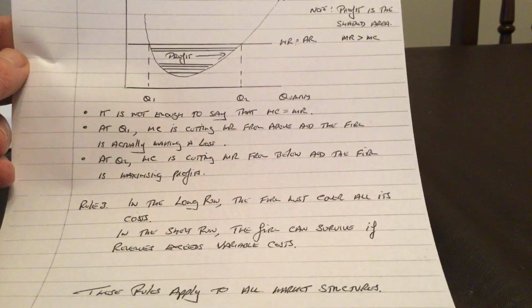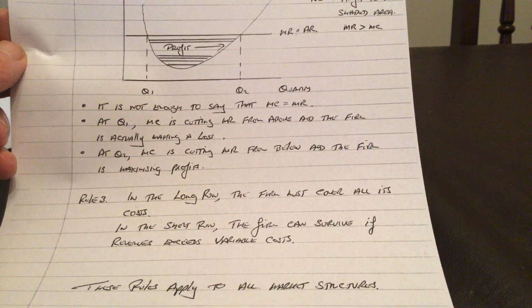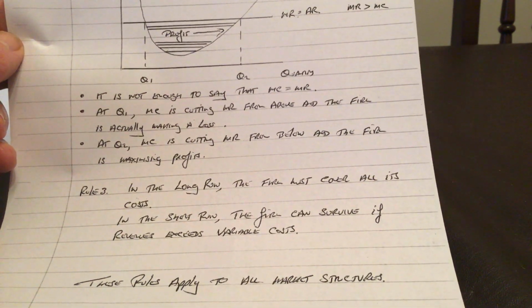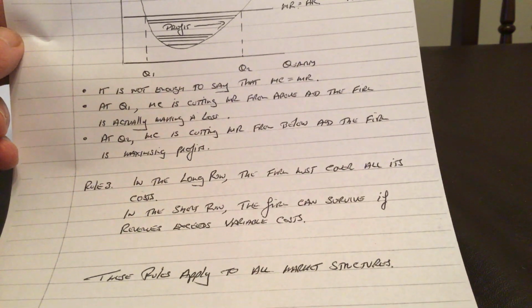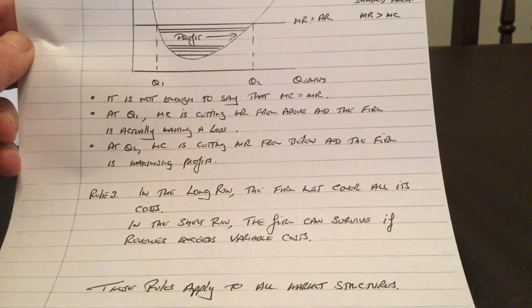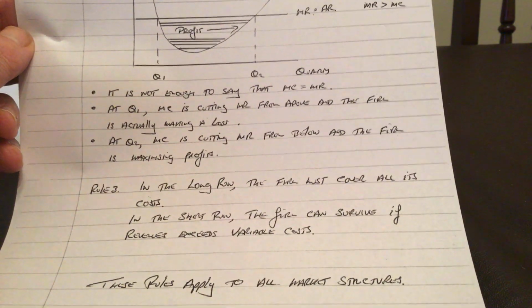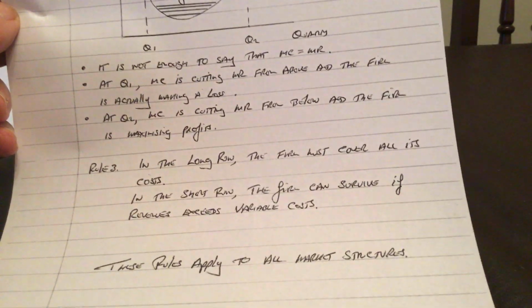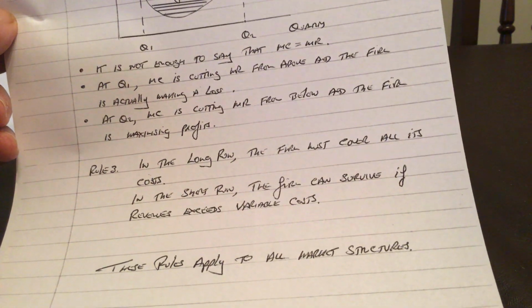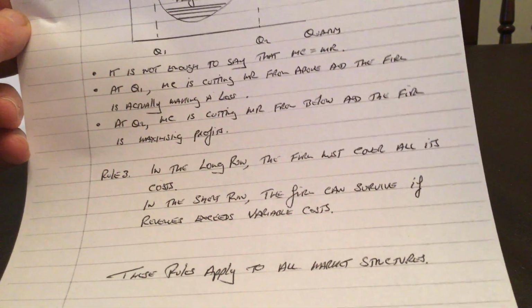Rule 3: in the long run, the firm must cover all its costs, and in the short run, the firm can survive if revenue exceeds variable costs. Now, we said this earlier when we were looking at cost of production. These rules apply to all market structures. So we're talking about market structures, we're looking at monopoly, perfect competition, imperfect competition.